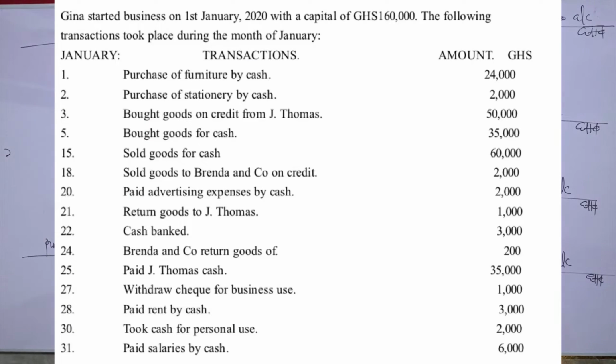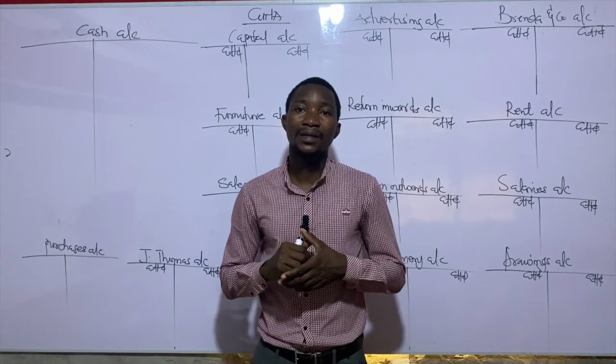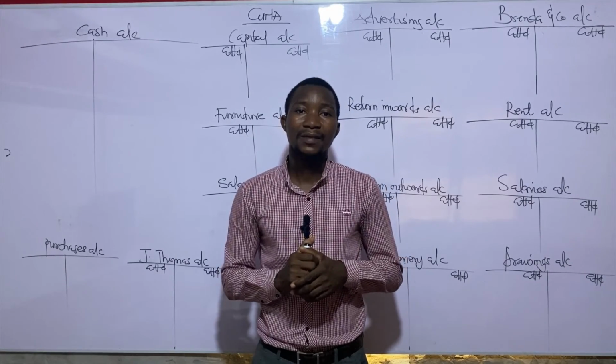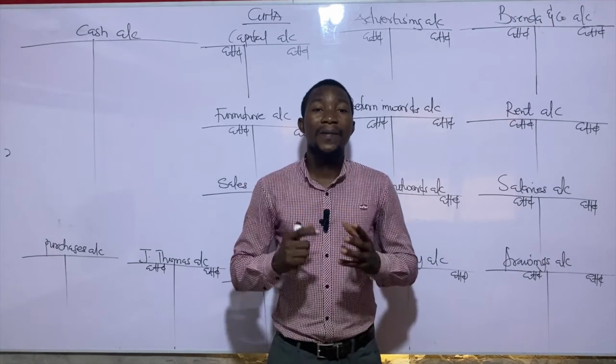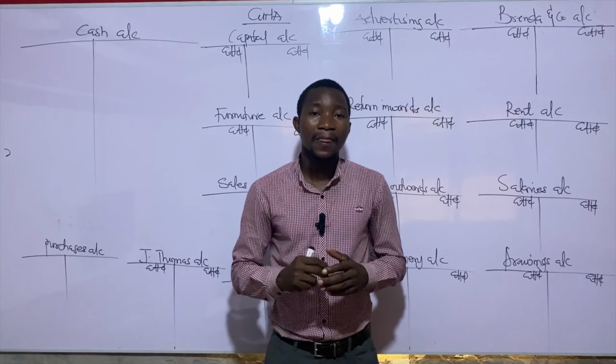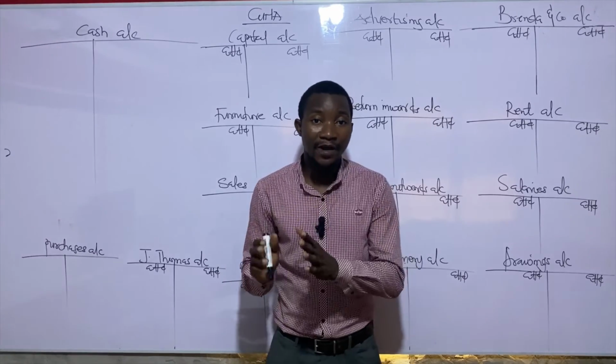Good. So the question states that Jena Limited started business on 1st January 2020 with a capital of 160,000. It means that he introduced a capital of 160,000 into the business in the form of cash. So a business can decide to introduce capital into a business in different forms.